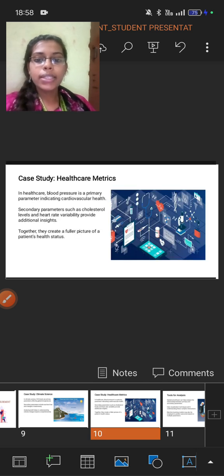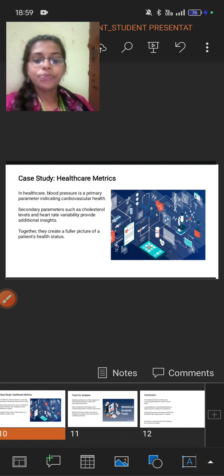Next one, case study. In this case study, there are healthcare metrics. In healthcare, blood pressure is a primary parameter indicating cardiovascular health. Secondary parameters such as cholesterol levels and heart rate variability provide additional insights. Together, they create a fuller picture of a patient's health status.